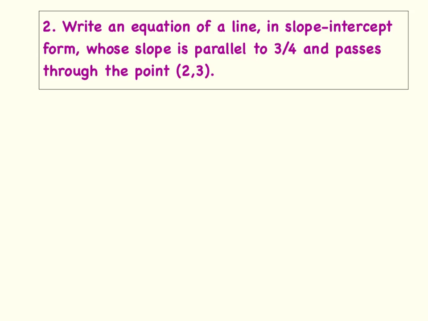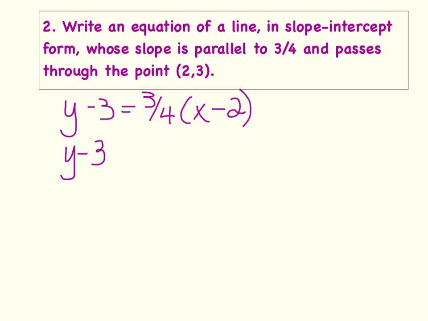We will start out by substituting the point 2, 3 for our x1 and y1, and we will substitute 3/4 for the slope. So here we go. Y minus y1, which would be y minus 3, is equal to 3/4 times x minus 2. Since we're doing our distribution first, I will bring down the y minus 3, and 3/4 times x is 3/4 x.